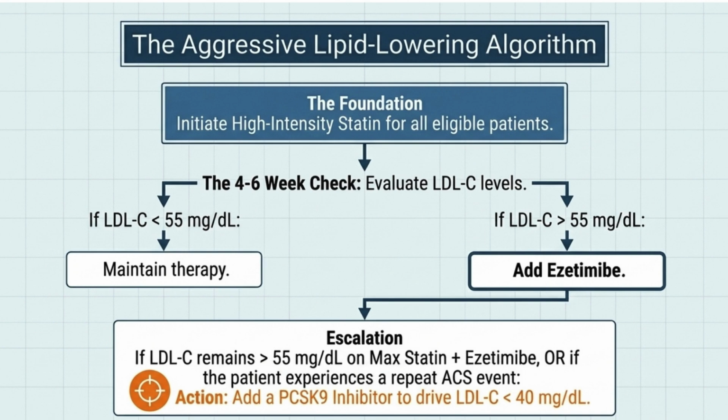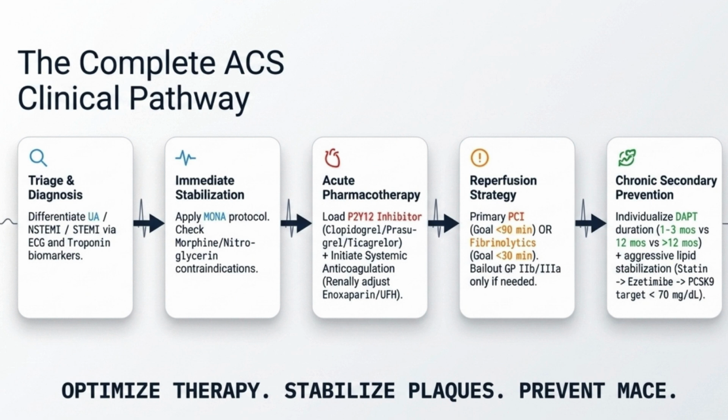PCSK9 monoclonal antibodies prevent the degradation of LDL receptors, maximizing the clearance of circulating LDL, because the risk of recurrent events peaks within the first year following an ACS event. Early introduction of a PCSK9 inhibitor, even before hospital discharge, is highly supported by current cardiology literature to secure plaque stabilization. To summarize, mastering acute coronary syndrome requires a systemic approach.